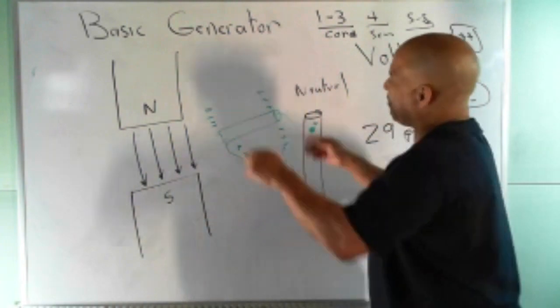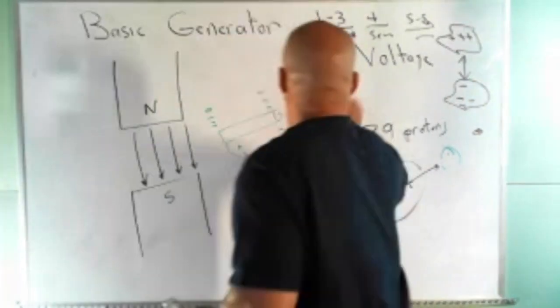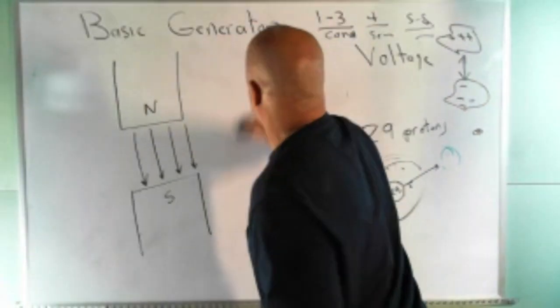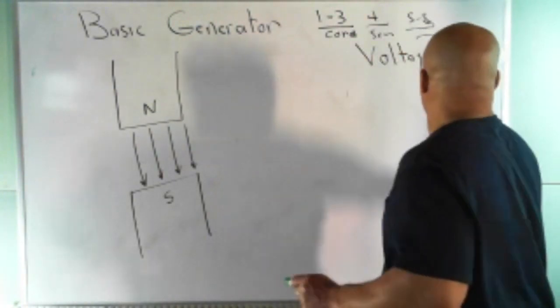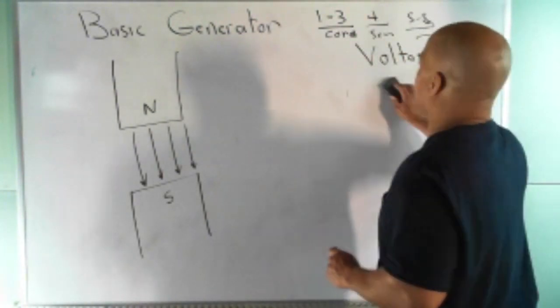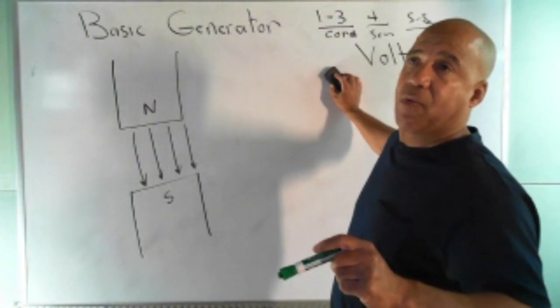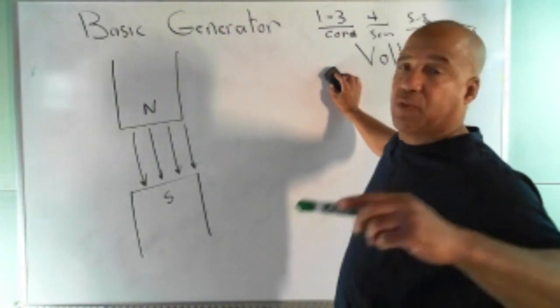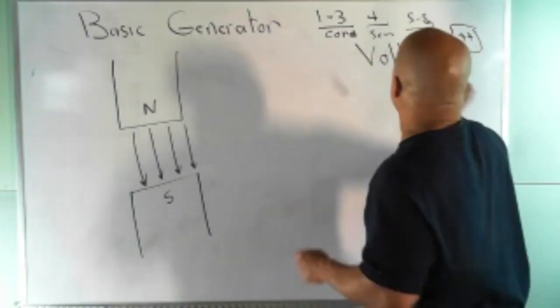Let me talk about this a little bit more. Let me show you another way to think about it. There's something called the right-hand rule. Now, don't confuse this with what we did. We did a right-hand rule when we were trying to find the direction of magnetic flux around the wire. We used the right-hand rule, but this is another right-hand rule.